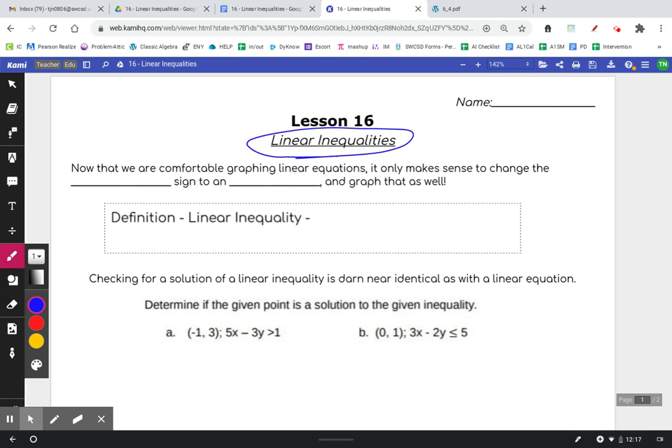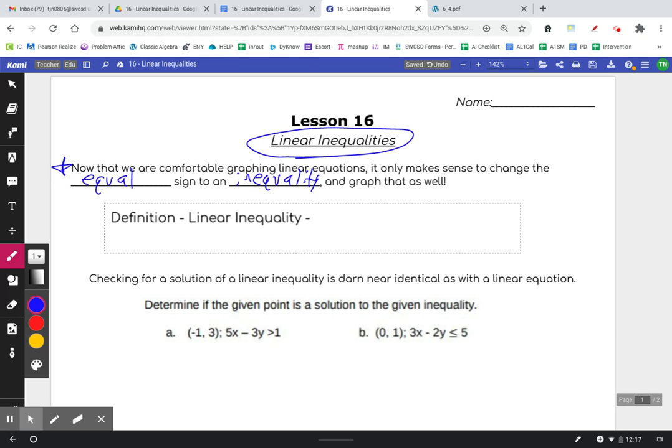But let's hop into today's lesson. Today's lesson is about linear inequalities. I'm going to start right here. It says, now that we are comfortable graphing linear equations from last week, it only makes sense that we change the equal sign to an inequality and graph that as well. Sorry, that is some terrible handwriting in that one. That says inequality and graph those as well. So if we can graph equations, we can certainly graph inequalities. There's just going to be a little extra step at the end.